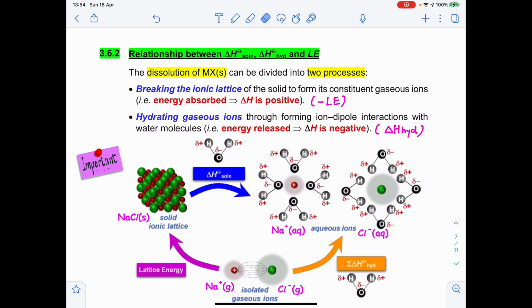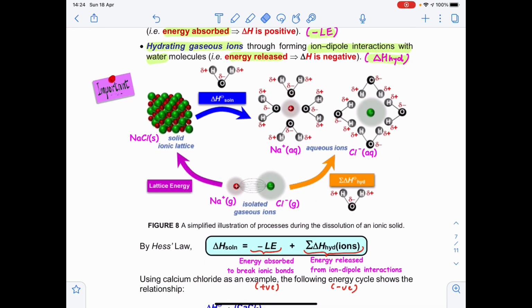Let's look at the relationship between enthalpy change of solution, enthalpy change of hydration, and lattice energy. To dissolve an ionic compound involves two processes. The first process is to break down the ionic lattice, to break the ionic bonds to form its constituent gaseous ions. This process is the reverse of lattice energy, as energy is absorbed to break the ionic bond. And once the gaseous ions are formed, each ion will be hydrated through formation of ion-dipole interaction with water molecules. This process releases energy. This process is the enthalpy change of hydration.